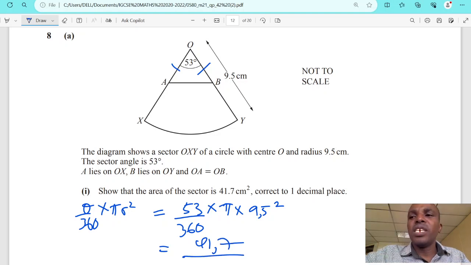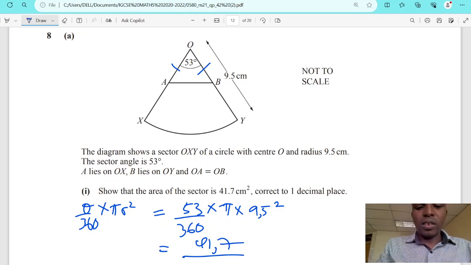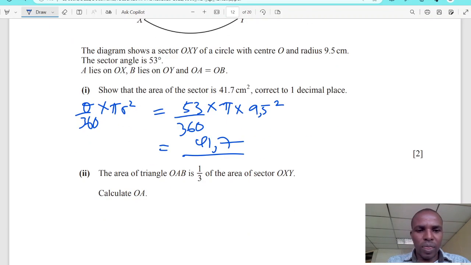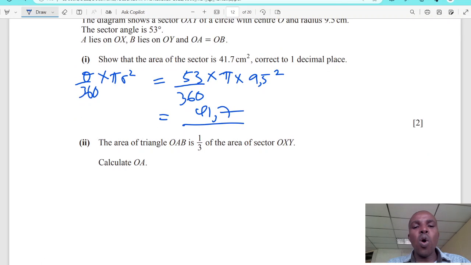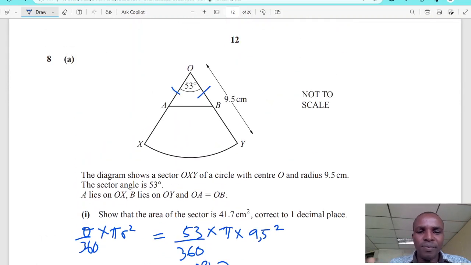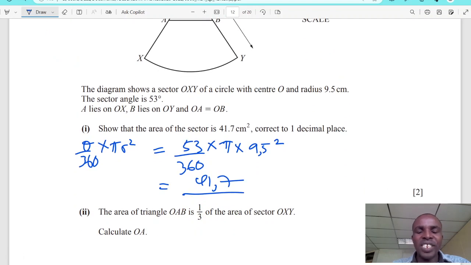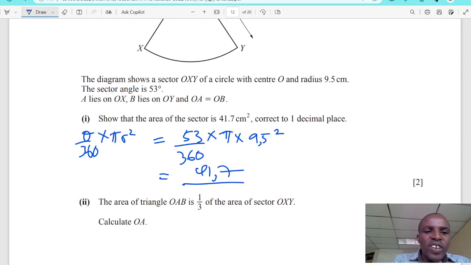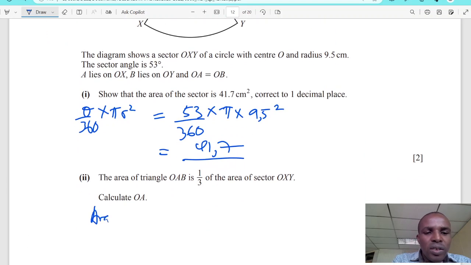Done. Right. Then next part, the area of triangle OAB is 1/3 the area of sector OXY. Let's check the area of triangle OAB. Where is OAB? That small triangle is 1/3 the area of sector OXY. So the area of the triangle is equal to 1/3 of the sector.